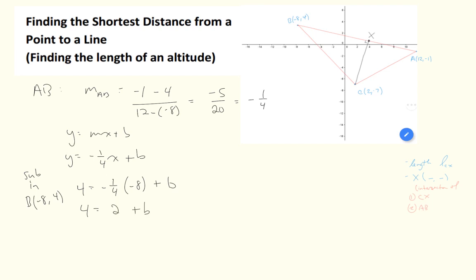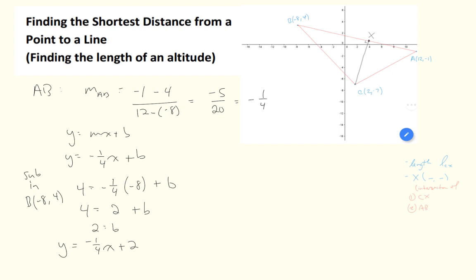Plus b looks like 2 equals b. So therefore, y equals negative 1/4 x plus 2. Always, I do a little check. Does it look like this line goes through about 2? My line is close, I might not be totally accurate. Yeah, it looks like this is a little bit low from 4. So I think that's reasonable.